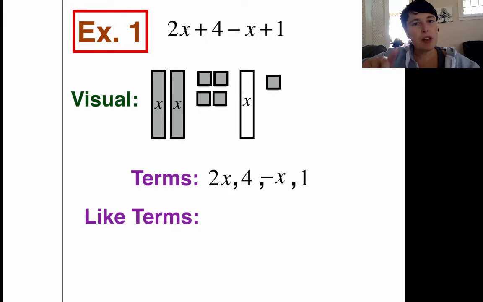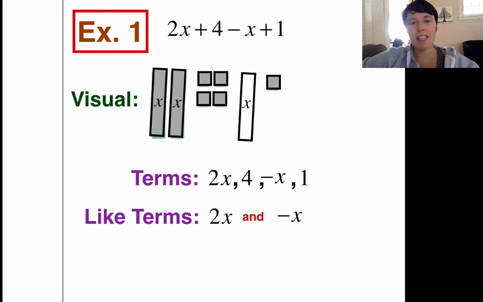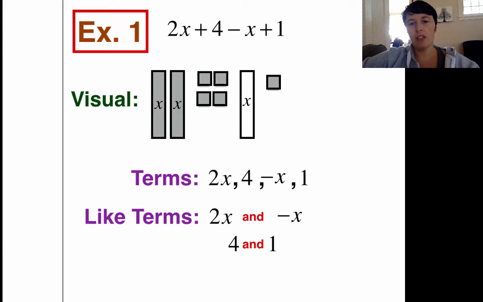The like terms are the ones that match, the ones that are the same algebra tiles. So for instance, 2x and negative x are the exact same tiles. One of them is just flipped over on the red side. So those are like terms. What about the 4 and that 1 tile? If you look at the picture, those are the same tiles. So they are also like terms. So we got our visual. We've identified what are the terms and what are the like terms.